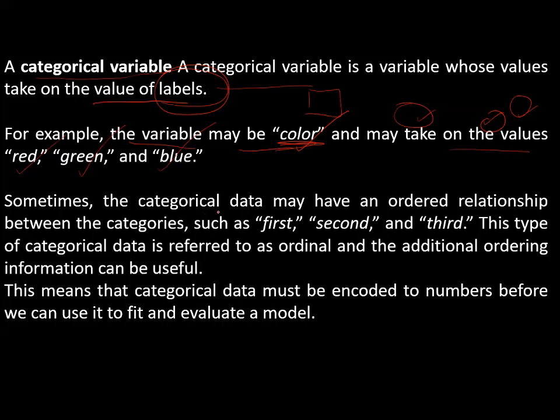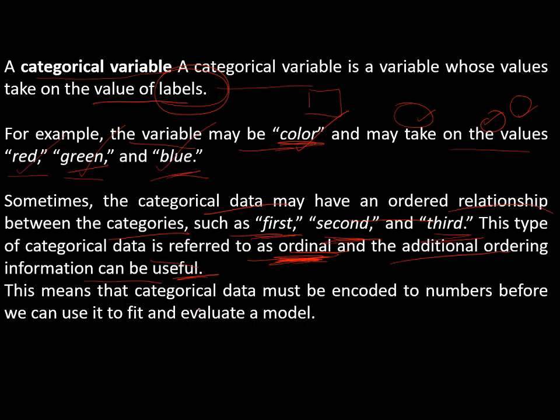Sometimes the categorical data may have an ordered relationship between the categories, such as first, second, third. This type of categorical data is referred to as ordinal data, and the additional ordering information can be useful. Generally categorical data means there won't be any order. Which comes first, red or green or blue? No, we can't say that. But some of these are ordinal. Ordinal means they may have the first, second, third, right?